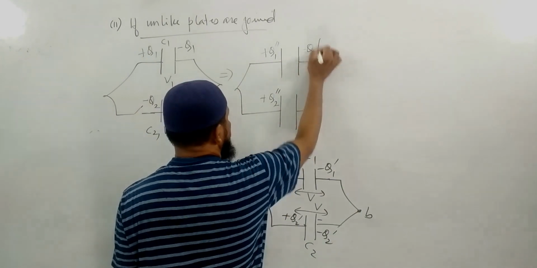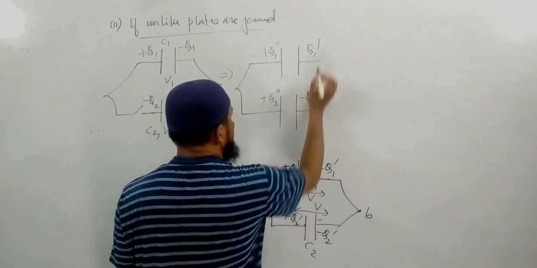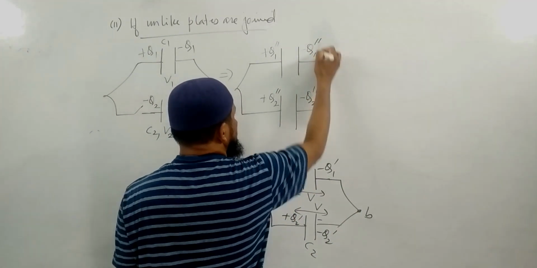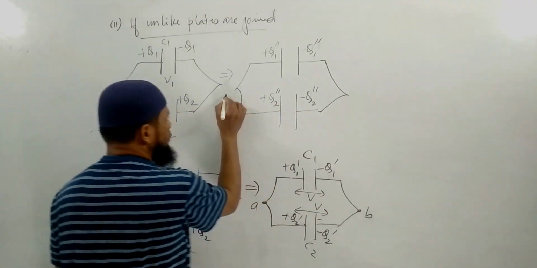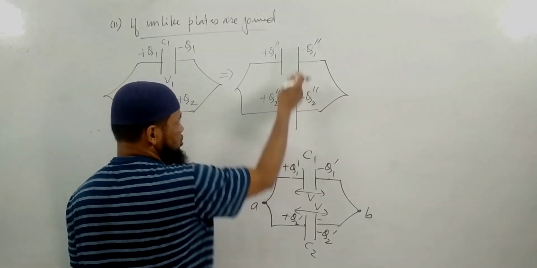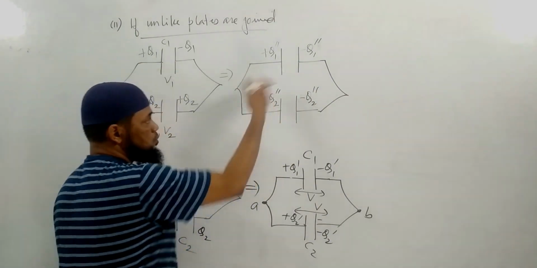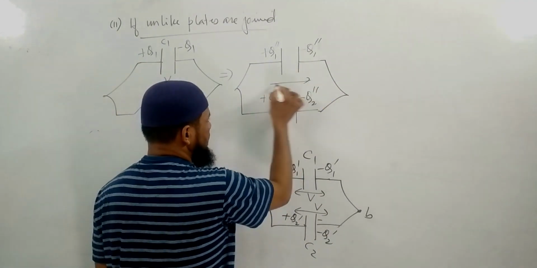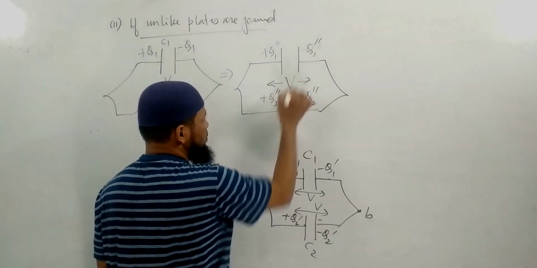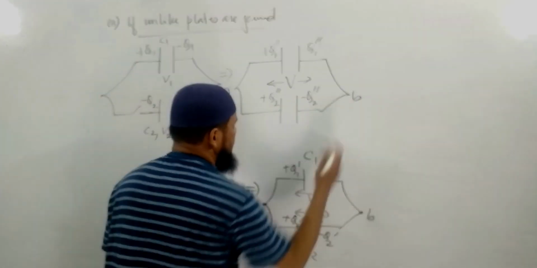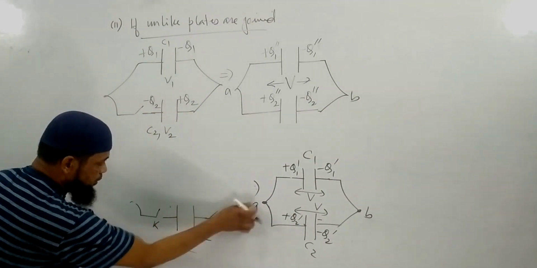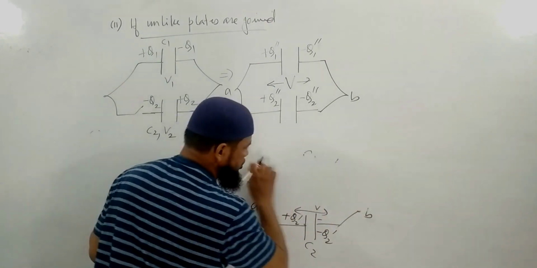On the other side, Q1 double dash, Q2 double dash. As a result, charge will keep on transferring from one capacitor to another capacitor unless and until they achieve a common potential. That is the potential between A and B. We have to find now the common potential. This is called the common potential.